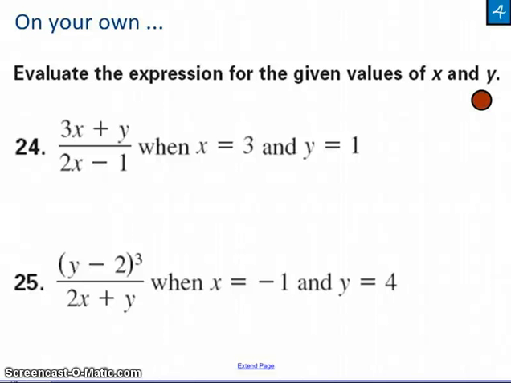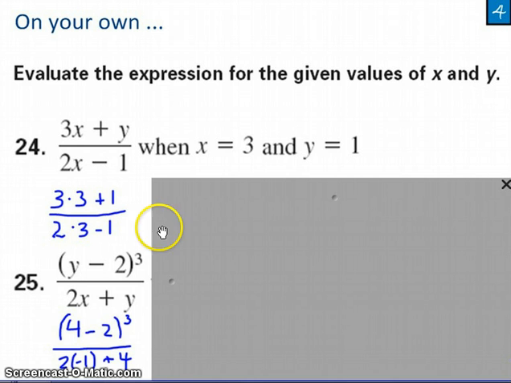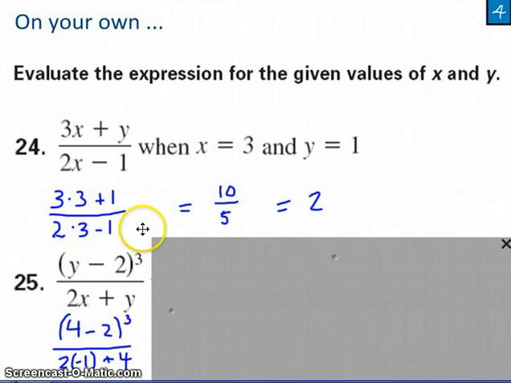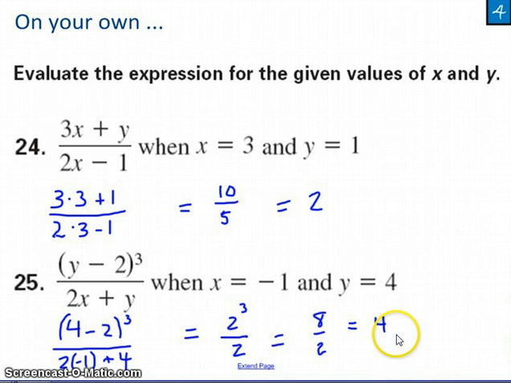Okay, here's the second part of the video. I believe I'd already shown you the answers to these two problems, but I'll just make sure that I've talked them through clearly enough. As I'd said before, 3 times 3 plus 1 is 10. 2 times 3 minus 1 is 5. 10 divided by 5 is 2. And the second one, you should have come out with 4 as your answer.